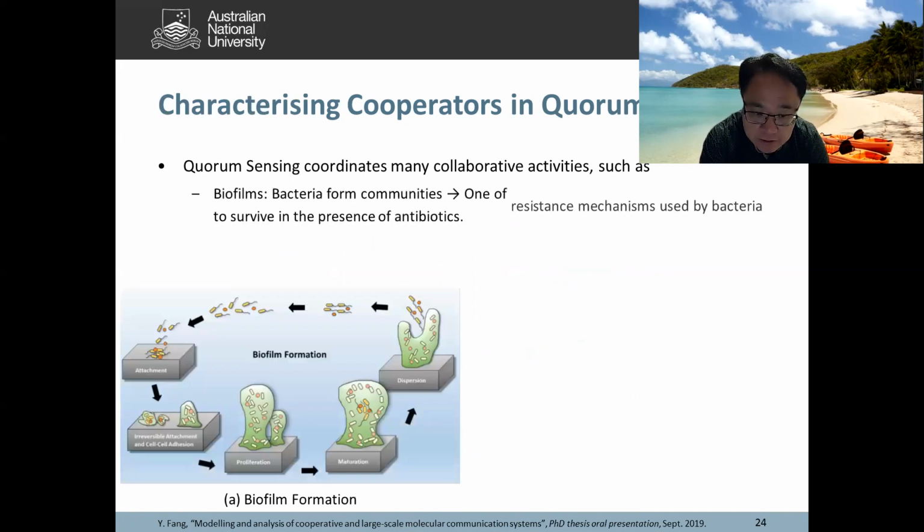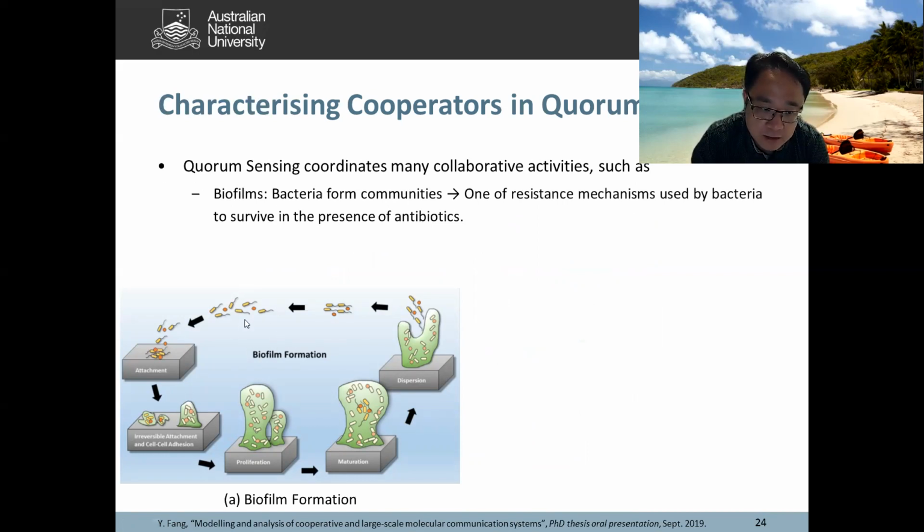One is biofilms. For biofilms, the bacteria form communities. For example, they can form communities from the basic bacteria, and then they form in groups. So the bacteria form in communities in biofilms, and this is one of the resistance mechanisms used by the bacteria to survive in the presence of antibiotics.